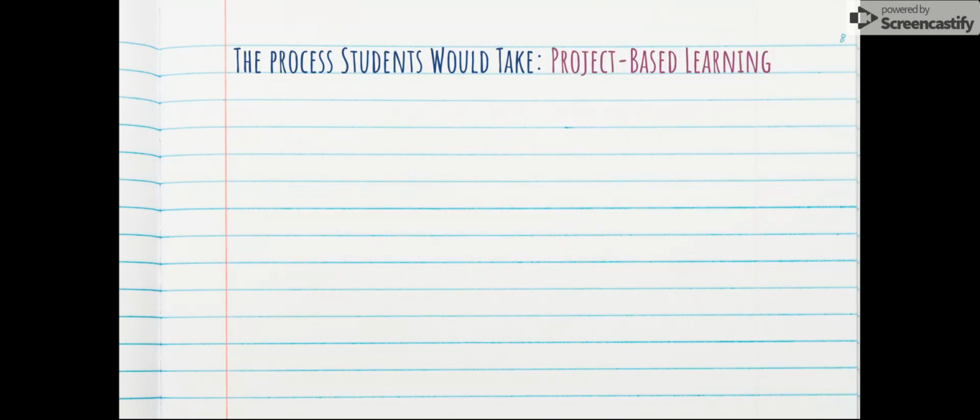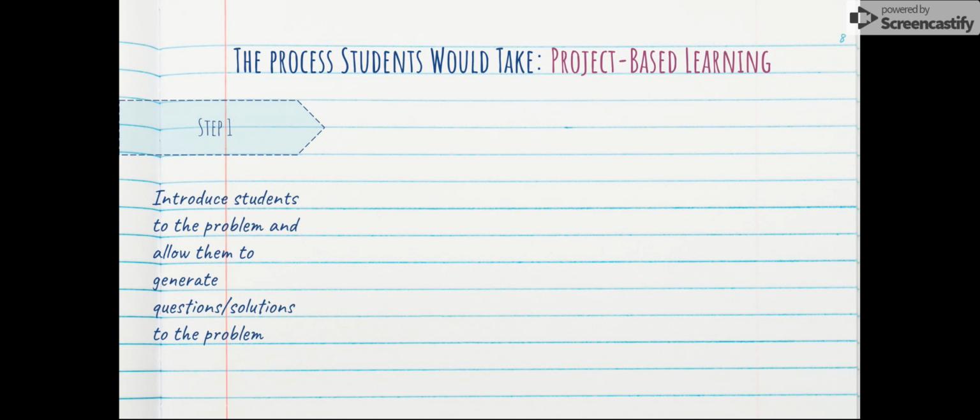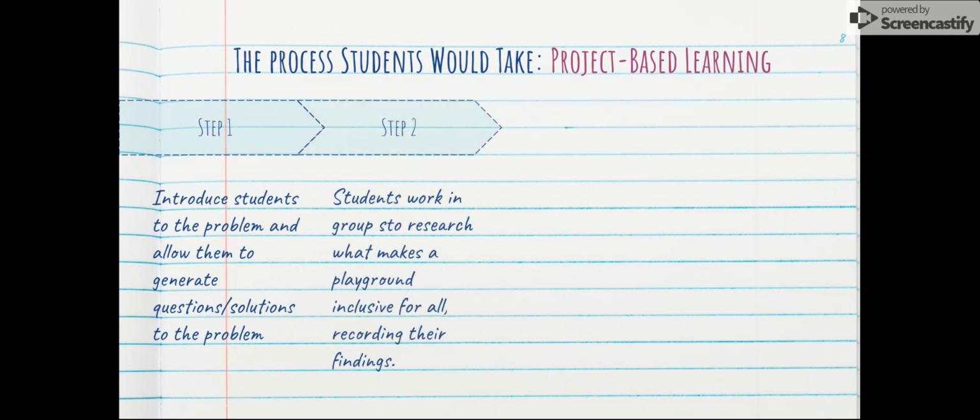Now, what this would look like with the playground PBL would follow a similar process to a problem-based learning, but it has a different end to it. So students are introduced to the problem, and then the teacher allows them to generate questions and solutions to the problem. They work in groups to research, to find information about what makes a playground inclusive for all. This may be looking at inclusive play equipment, looking at what specifically would make the playground inclusive, and finding different pieces of information that they could use.